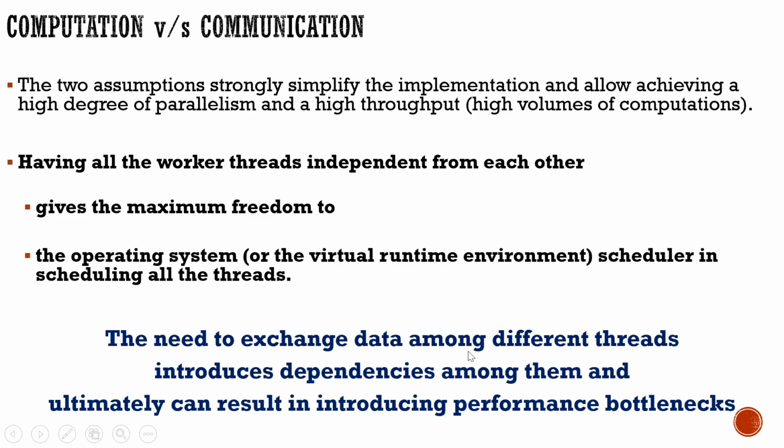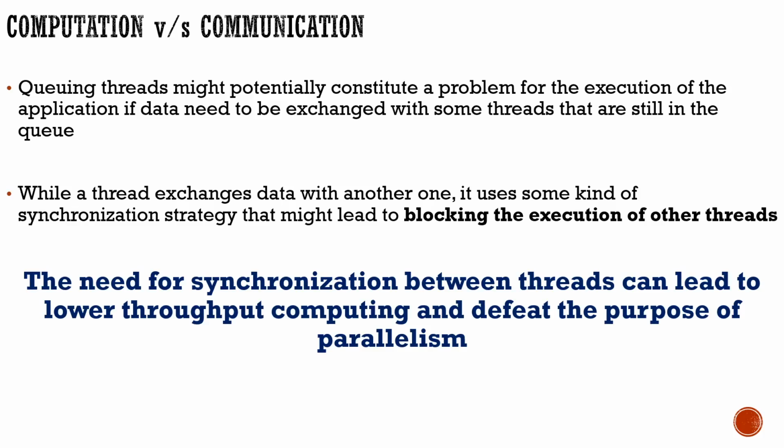The need to exchange data among different threads introduces dependencies among them and ultimately can result in performance bottlenecks. So if one is dependent on the other, then it is a bottleneck problem. You're dependent on that, and the two threads cannot perform, and hence it will impact the performance of the machine itself, or the performance of the function.